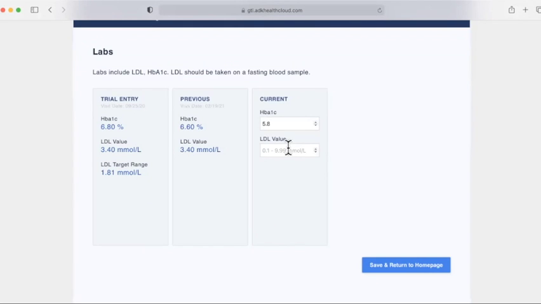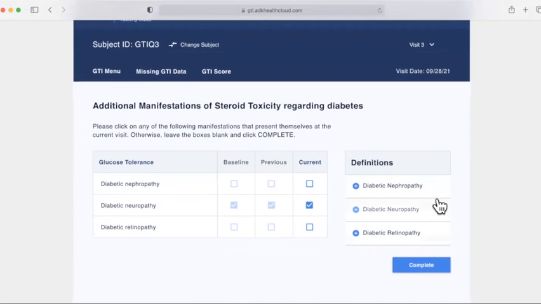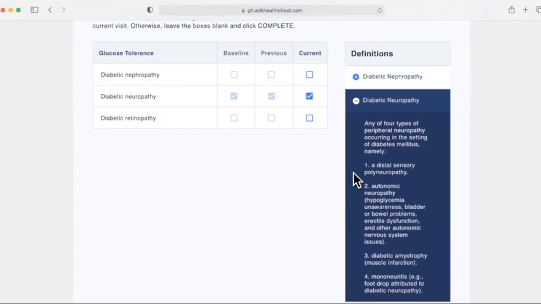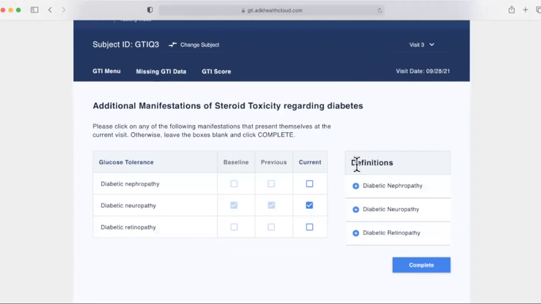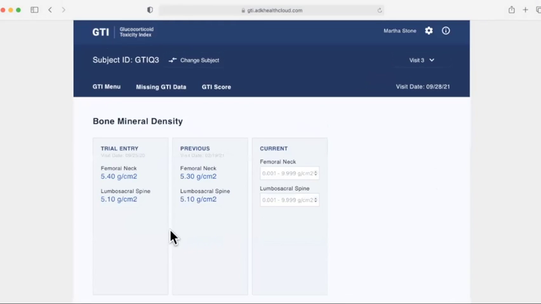And her LDL is about the same. It's 3.3 now. But she was able to reduce her simvastatin. Note that the patient had a diabetic neuropathy at baseline, and this is carried forward without the data entry person needing to do anything different. If one needs to be reminded of what the definition of diabetic neuropathy is, then that can be done here simply by rolling over the term. So this is now complete, and we now go to entering the bone mineral density.